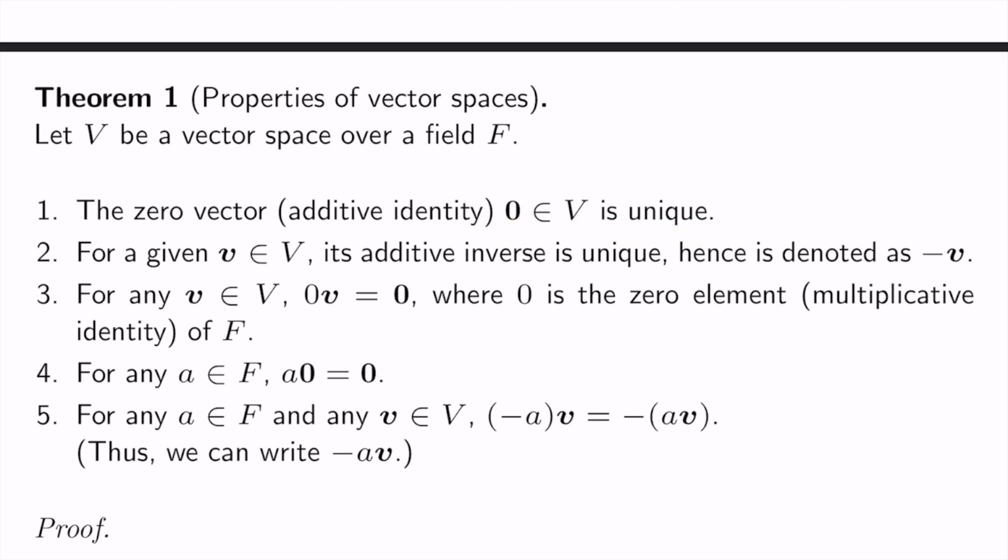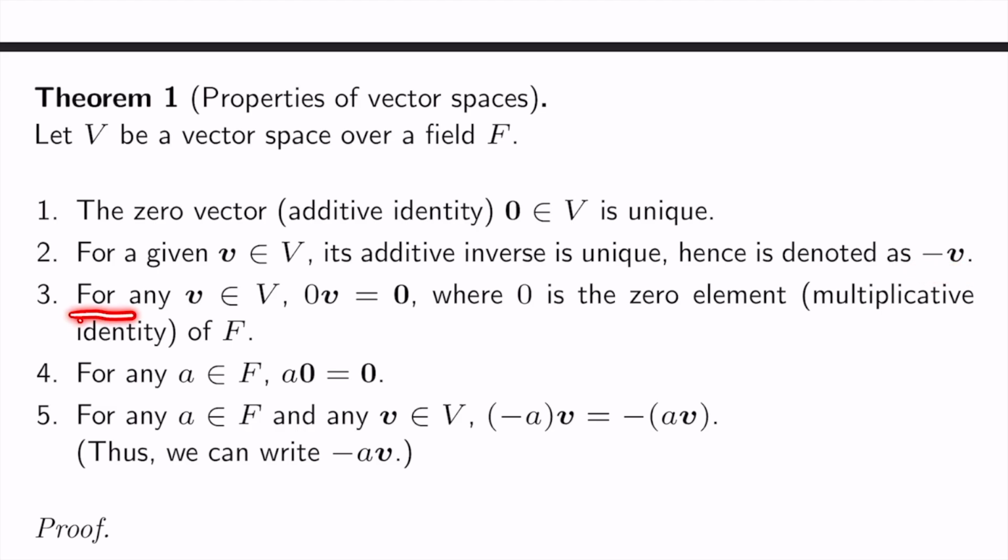So there are no two or more distinct zero vectors in a given vector space. There's only one zero vector. And two, for a given vector v, its additive inverse is unique. So if one element v in the vector space is given, then its additive inverse is unique. That means there are no two distinct inverses for a given vector. Therefore, we can denote its additive inverse as negative v.